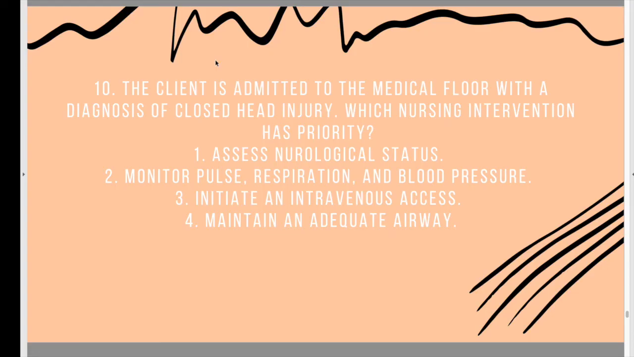So, number 10, the client is admitted to the medical floor with a diagnosis of closed head injury. Which nursing intervention has priority? 1. Assess neurological status. 2. Monitor pulse, respiration, and blood pressure. 3. Initiate an intravenous access. 4. Maintain an adequate airway.